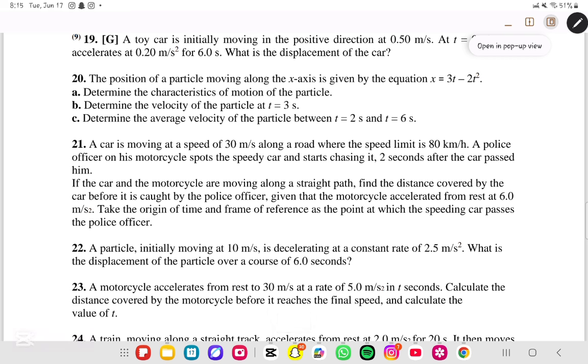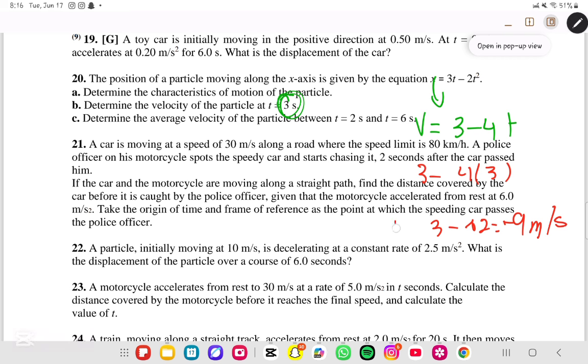Part B, describe the velocity of the particle at time 3 seconds. Remember, to find the velocity, you need to take the derivative, not the discriminant. I keep on saying discriminant, guys. Sorry, my head is stuck in math. The derivative, okay? So take the derivative of this to find the velocity. Velocity is equal to 3 minus 4t. Now they want it at time 3 seconds. So you will substitute the t by 3 seconds. So it's gonna be 3 minus 4 times 3. So 3 minus 12. That's gonna be minus 9 meters per second. Okay, so that is it for part B.